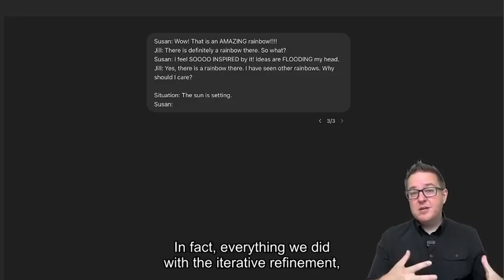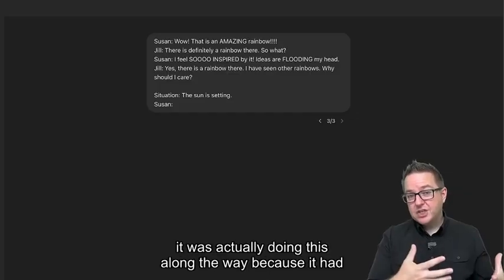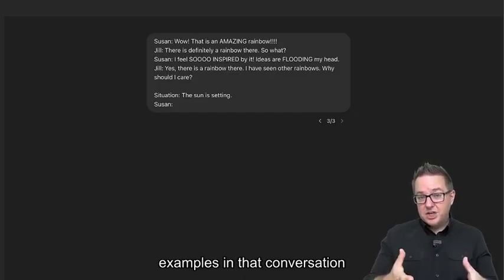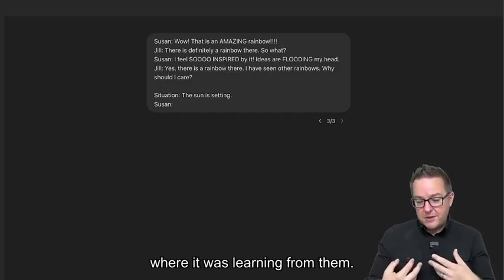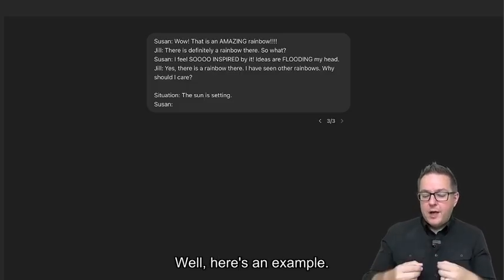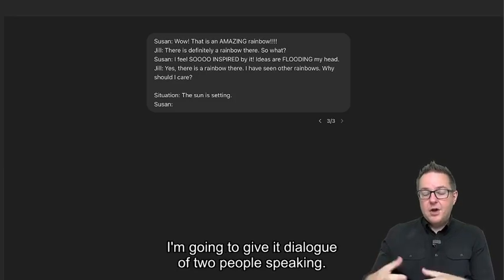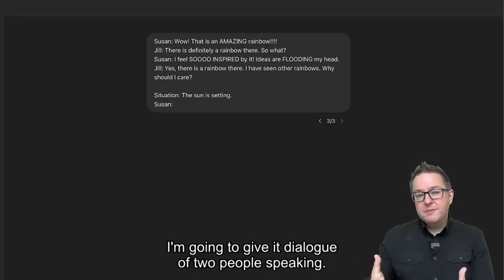And in fact, everything we did with the iterative refinement, it was actually doing this along the way because it had examples in that conversation where it was learning from them. So what does that look like? Well, here's an example. I'm going to give it some dialogue. So I'm going to give it dialogue of two people speaking.